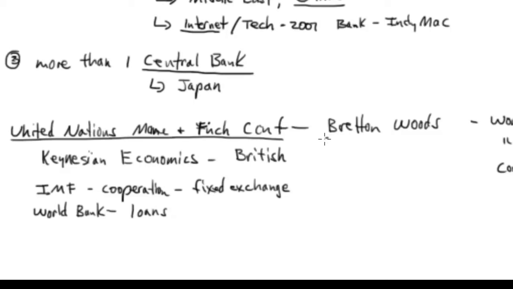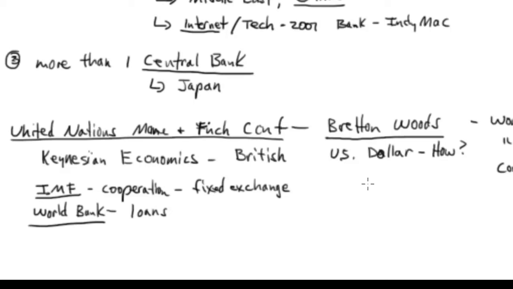Whenever you hear about the Bretton Woods Conference, the main thing you hear coming out of it isn't so much about the IMF or the World Bank. It's that the United States dollar became the international currency. So that's what everybody focuses on. And the question we're going to answer is, how did that happen? Well, it all boils down to gold. And our next video is going to be completely focused on gold.